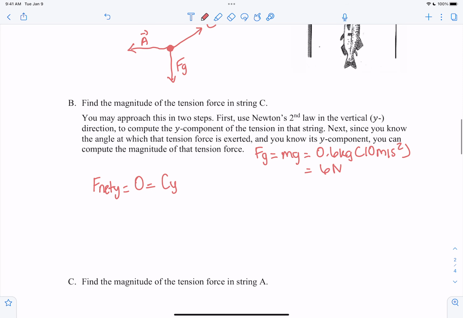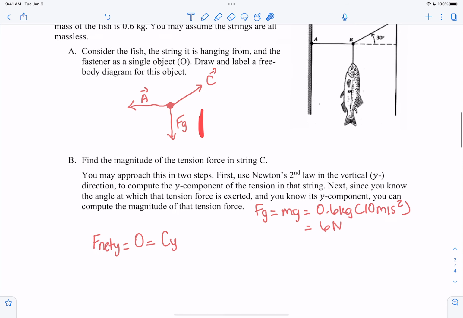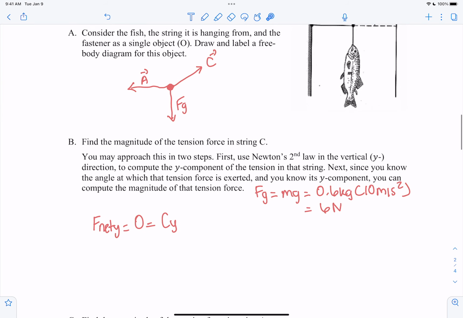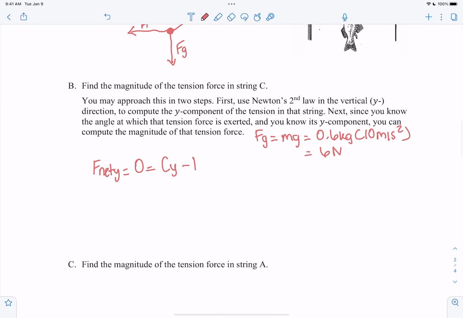Cy is in that positive y direction. So, Ramses, I'm just going in the y direction only. This would be in the x direction, so I don't want to factor that in quite yet. So it would be Cy minus Fg, and this is Cy minus 6 newtons that we figured out here. And so Cy is going to be equal to 6 newtons as well. So you're fine, that's absolutely right.